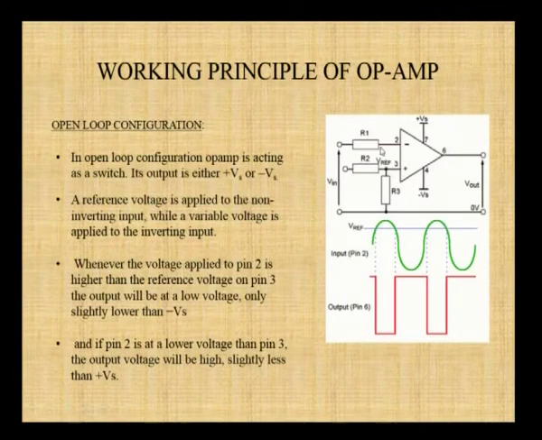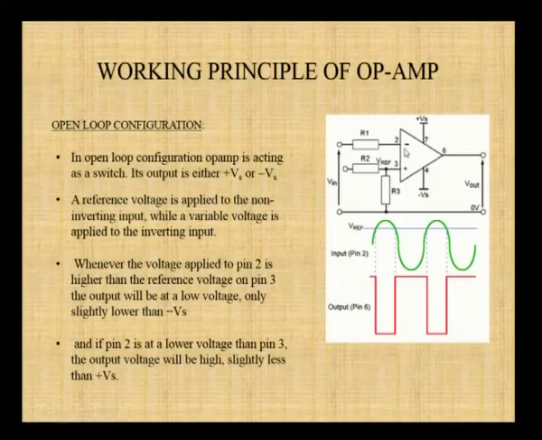Whenever the input voltage is higher than the reference voltage, the output is negative V saturation. And whenever V reference is higher than the input voltage, the output is positive V saturation. So the output is either plus V saturation or minus V saturation. And what are the saturation values? The saturation values are slightly lower than the supply given to the 7th pin and 4th pin, that is, the supply voltage.